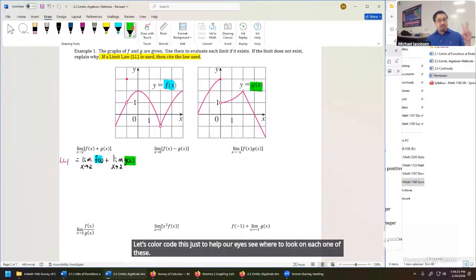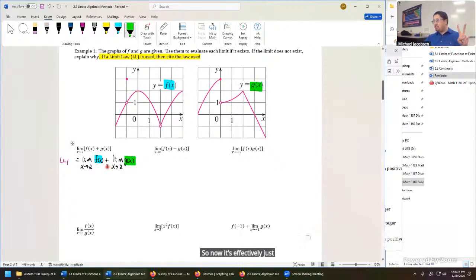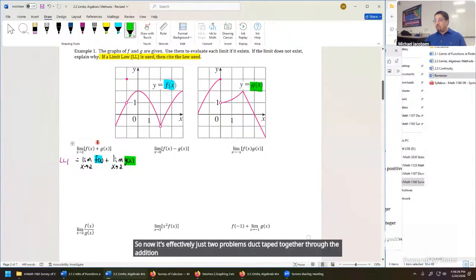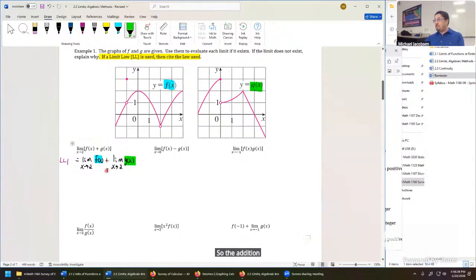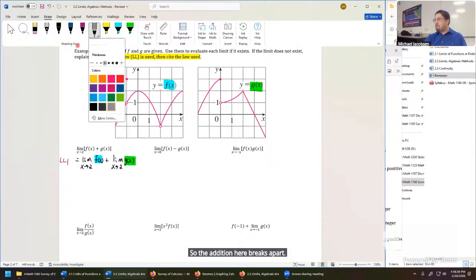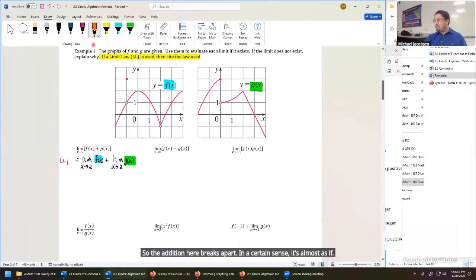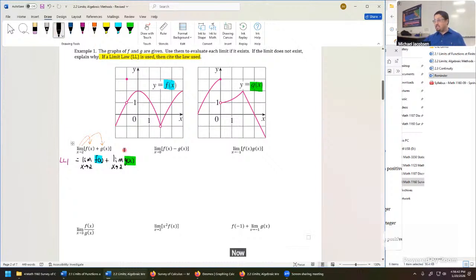So now it's effectively just 2 problems duct taped together through the addition sign. So the addition here breaks apart. In a certain sense, it's almost as if the limit operator just has a kind of distributive property. It can distribute across addition in that sort of sense. Now we just do 2 limits.